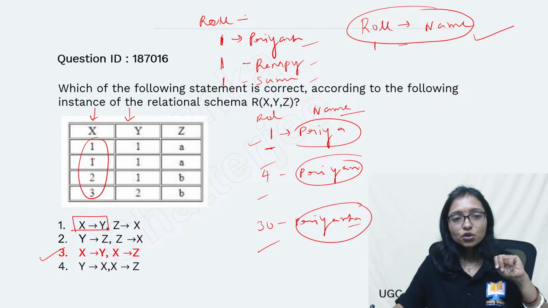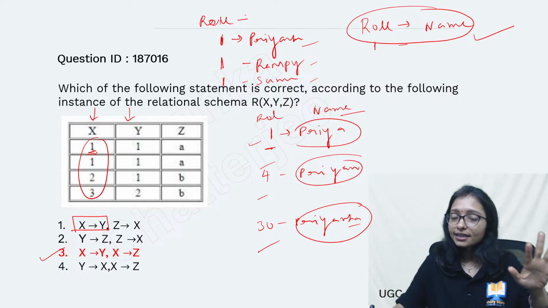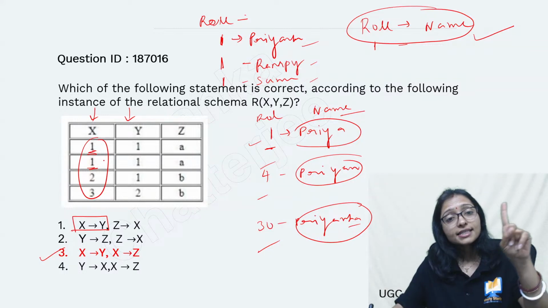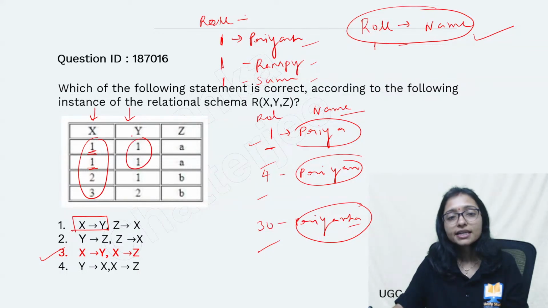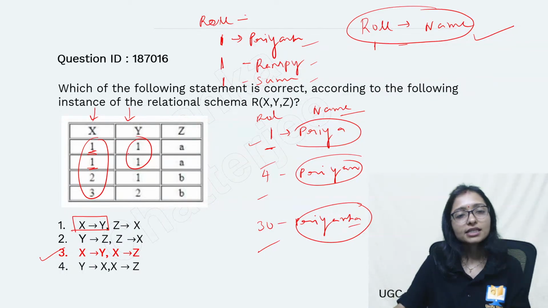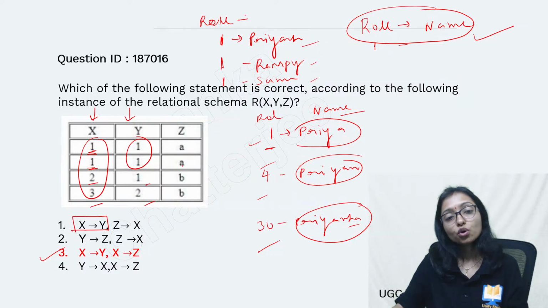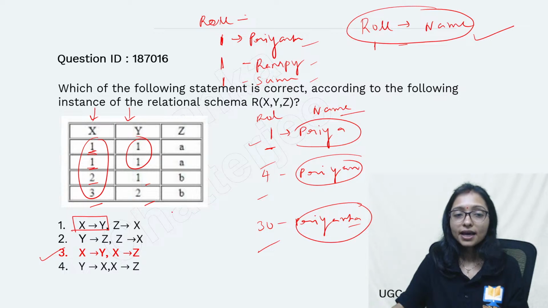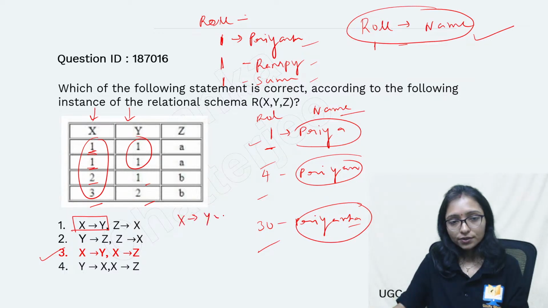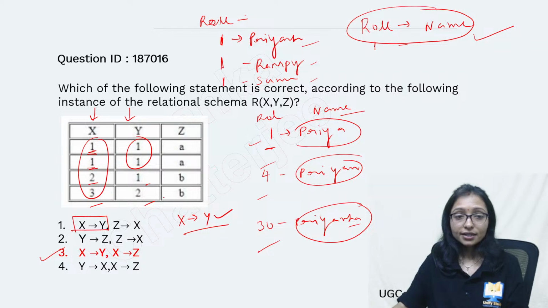Here in X, roll number 1, think like that, 1, 1. Same value is present here. For 1, 1, there is the same value. For 2, 3, there are different values here. No problem, that's why X implies Y holds. No problem here. But Z implies X?